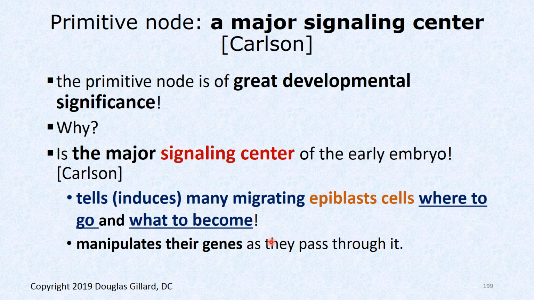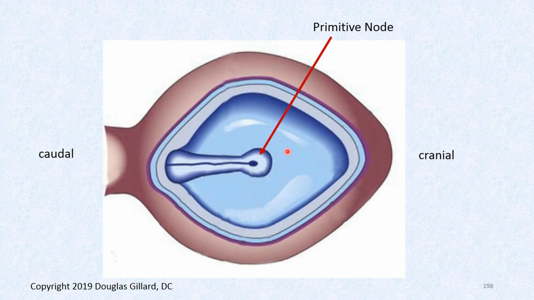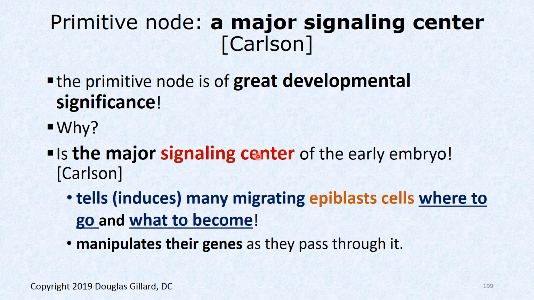It's a major signaling center. It induces cells that migrate through it; it kind of makes little zombies. So if you're an epiblast cell and you're ready to migrate and you go through this down into the plane of the page, it's going to turn on a bunch of your genes and you're going to be a zombie. You're going to go where it programs. You might go up here to form the prechordal plate. You might go back down here to form maybe the endoderm or the mesoderm. So it pre-programs cells that pass through it. It manipulates their genes as they pass through it. So it's a very important structure.